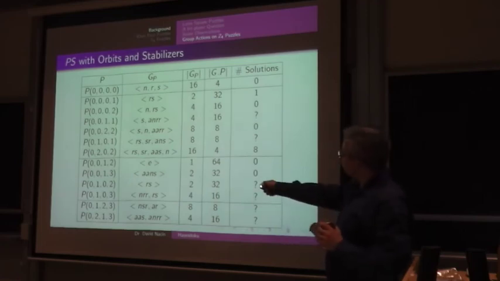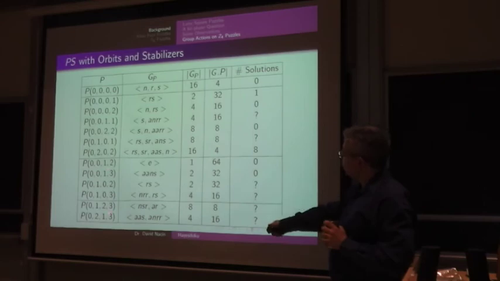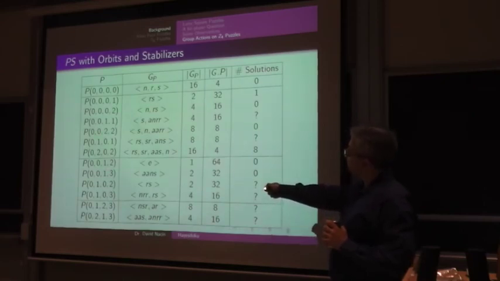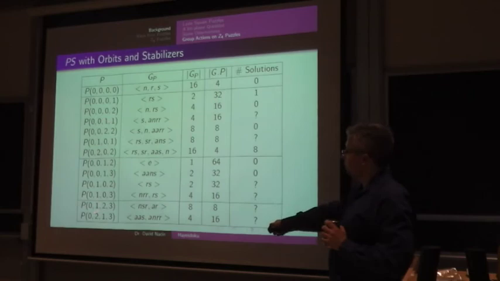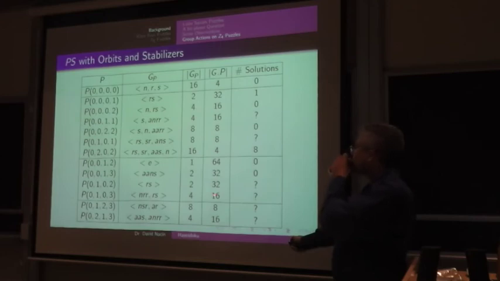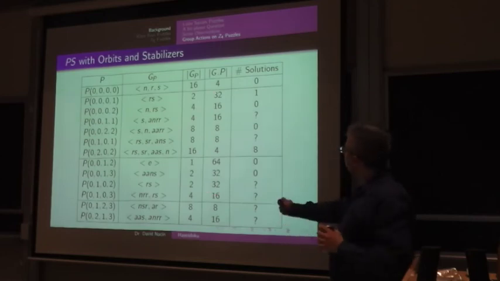So I'll just explain how I organize this. This is one representative from each of the orbits here on the left. I've organized them by the number of distinct clues. So this is one clue, two different clues, three different clues, and all four possible clues. This is the stabilizer, the order of the stabilizer. This is the size of the orbit.